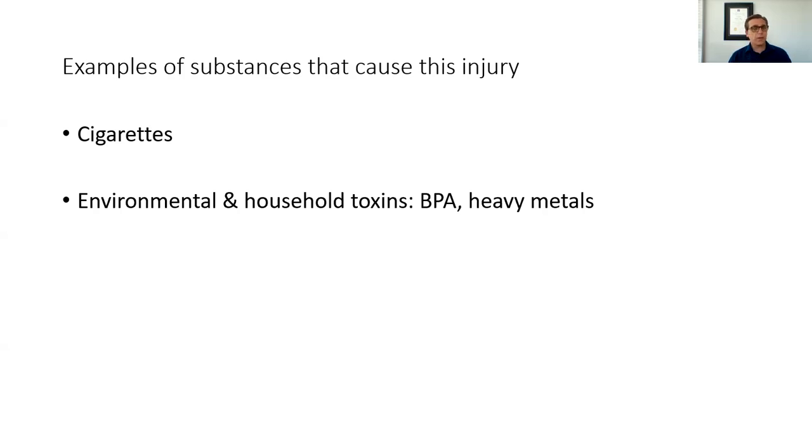And the amount of these types of toxins has gone up dramatically over the last 100 years. So these are some examples. BPA stands for bisphenol A. It's found in plastic bottles, and it can cause damage to the lining of the arteries. It can also act like an estrogen-type substance that would contribute to an irregular heartbeat as well. And different heavy metals like lead and mercury as well. And indeed, sometimes plaque does have heavy metals in it.